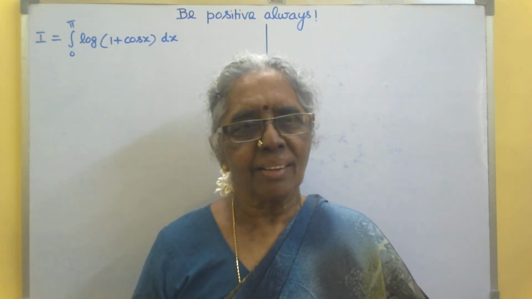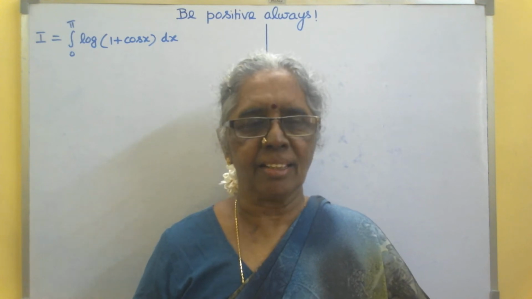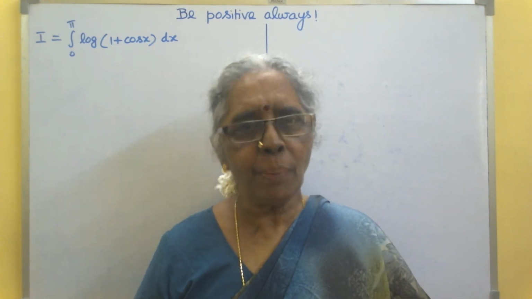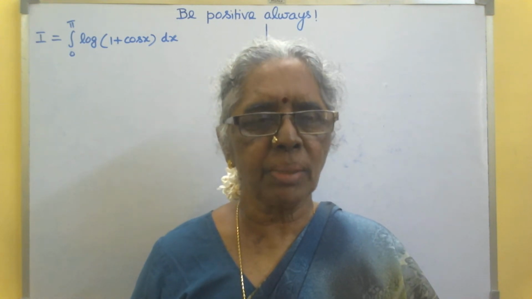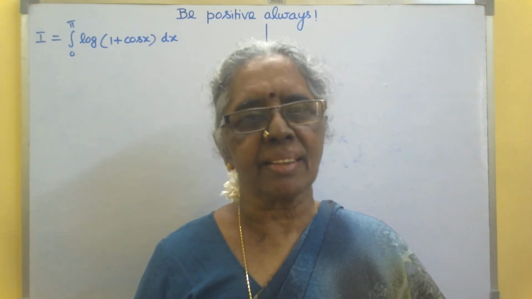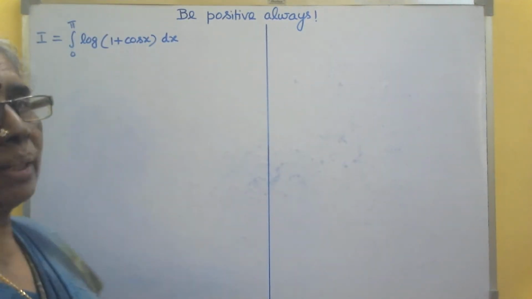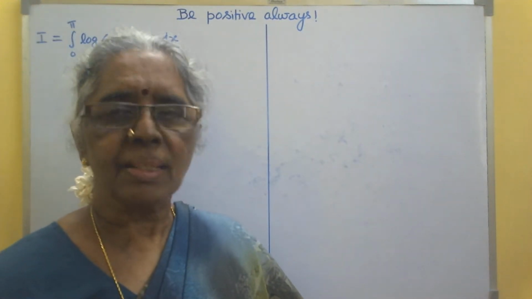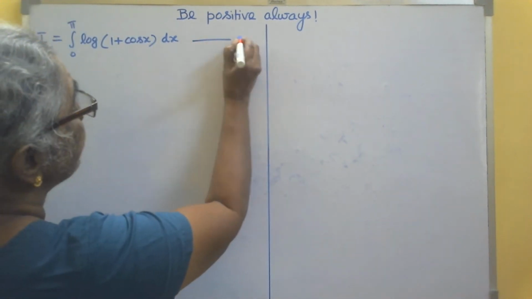Good day everyone. Today we will see one sum in definite integrals which will contain many properties and some log rules also. Actually this is a textbook sum in NCERT. Let us see that sum now. I is equal to integral 0 to pi log 1 plus cos x dx. Let us mark this given sum as 1.